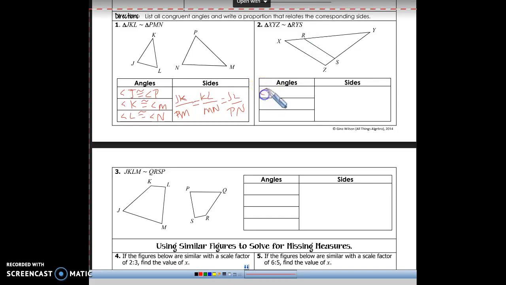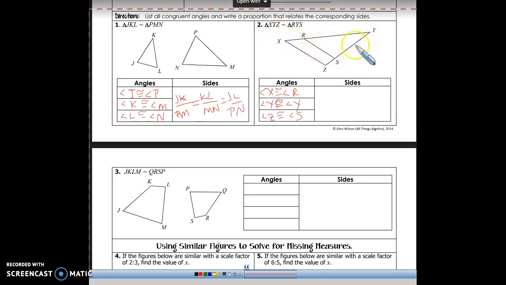So we're going to write angle X is congruent to angle R. Angle Y is congruent to angle Y because it's shared in both triangles. And when we get into proofs, if the angle is shared in both triangles, that's going to be the reflexive property. And then angle Z is congruent to angle S. Sides are not congruent, they are proportional. So I have to show that the ratios are equal.